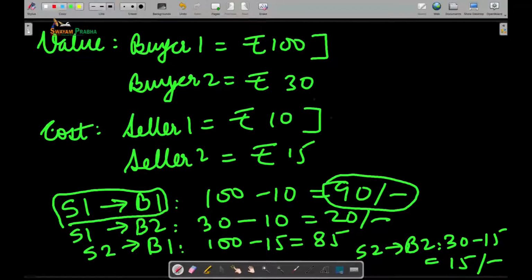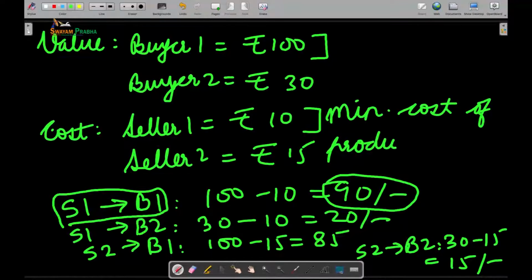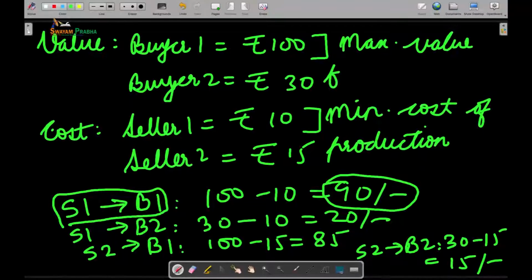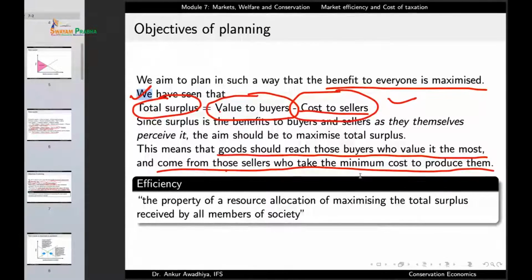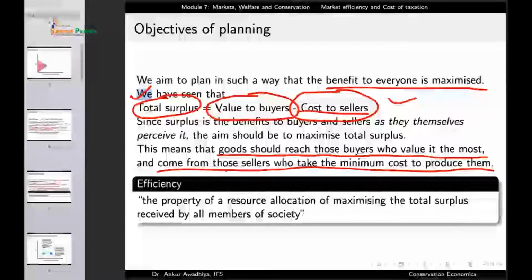Now in this case, seller 1 is the one with the minimum cost of production, and buyer 1 is the one that has the maximum value for the good. So in this situation, the total surplus of the buyer and the seller together is maximized to 90 rupees. In other cases, the total surplus is just 20 rupees, or 85 rupees, or 15 rupees. So to maximize the total surplus, the goods should reach those buyers who value it the most and should come from those sellers who take the minimum cost to produce them. In that case, the total surplus is maximized, and that is one aim of planning, to maximize the total surplus or the welfare of the society.